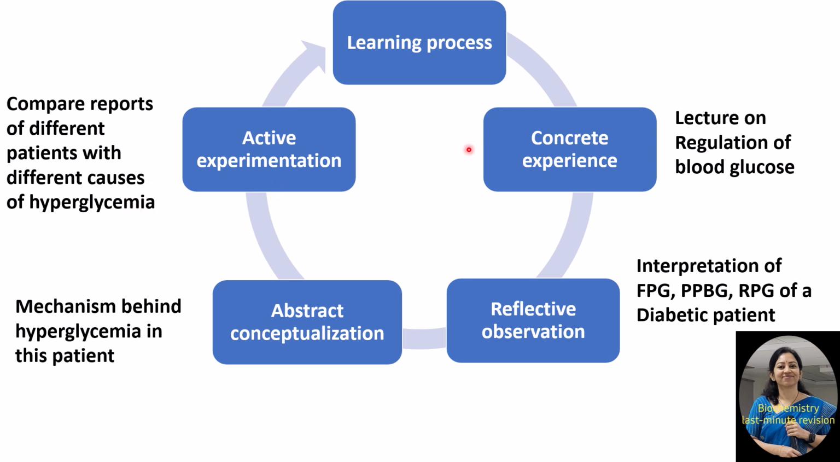From just listening to a lecture, there was short-term memory gain, and from interpretation and abstract conceptualization, you were able to figure out why there was hyperglycemia in this particular patient. When you compare and contrast different reports from different patients with different causes of hyperglycemia, you will get a holistic and comprehensive understanding of the different causes of hyperglycemia, and this will remain in your memory for life. So this was about how to utilize Kolb's learning process, all the four components. When you go for repetitive cycles, there occurs long-term retention of memory.